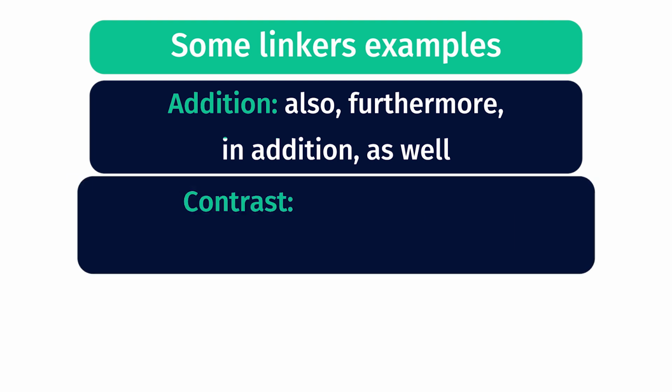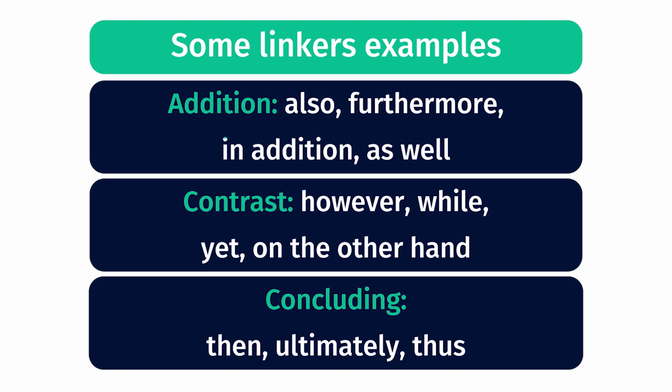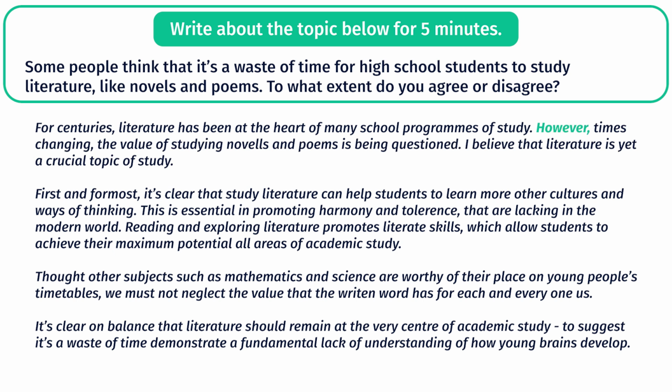If you want to contrast, say that two things are in some ways the same or in some ways different, you could say however, while, yet, on the other hand. And if you want to conclude, you could say then, ultimately, or even thus. So let's add a few of those into our answer as it is right now. In the first paragraph, we could add however. We could say, however, times changing. There's a little problem with the grammar there as well, but we're putting however there.